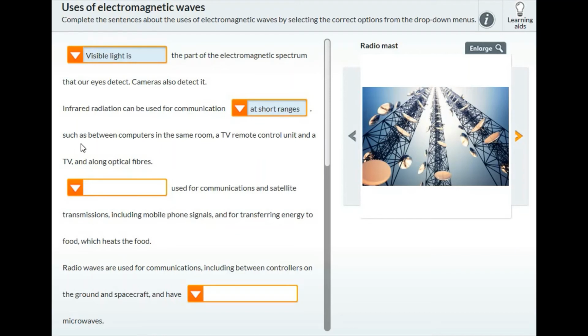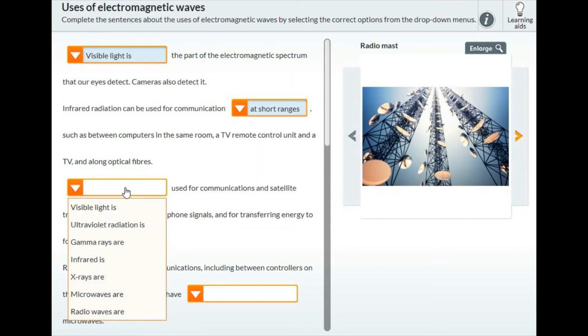Or certainly not further than that, such as between computers in the same room, a TV remote unit and a TV, and along optical fibres. Something uses the communication and satellite transmission. So use for communication and satellite transmission. Oh, hang on, let's just read.